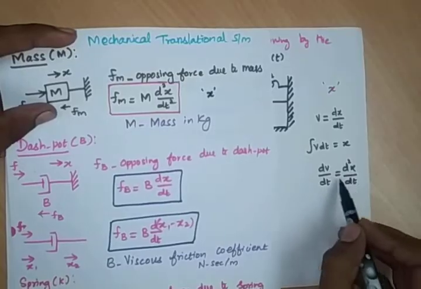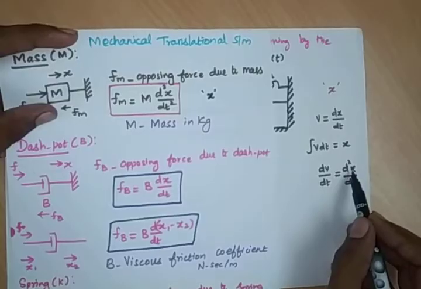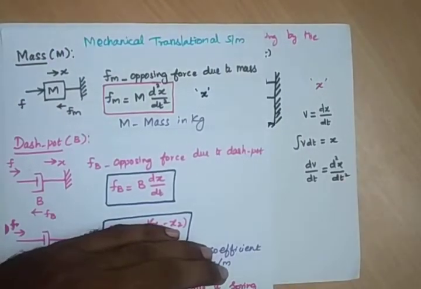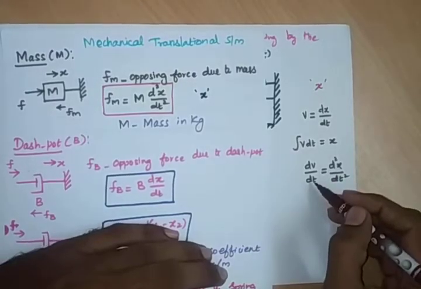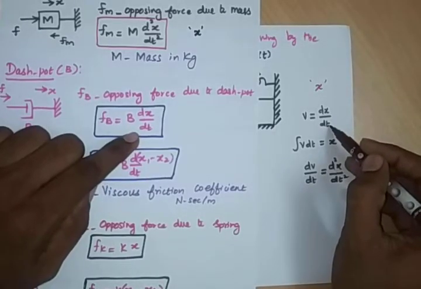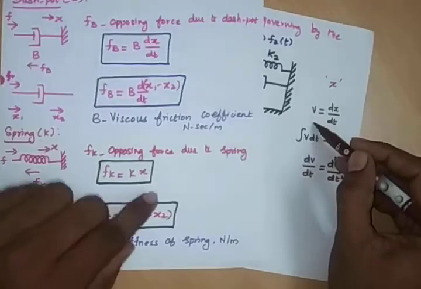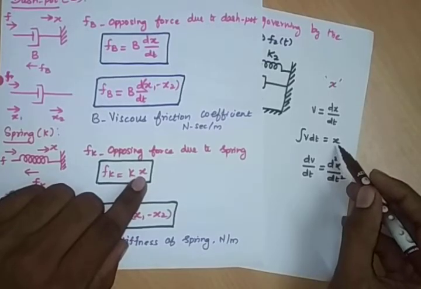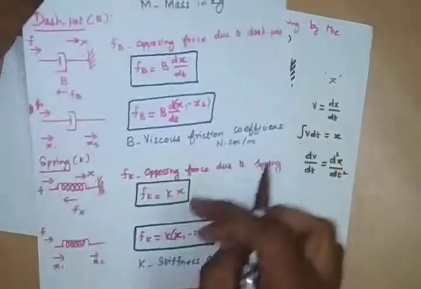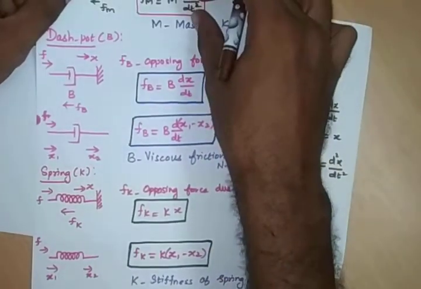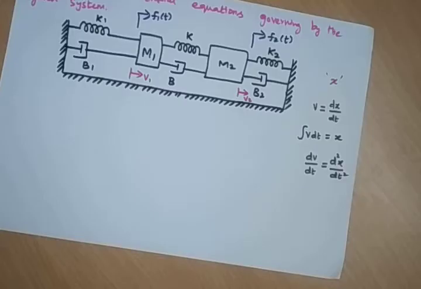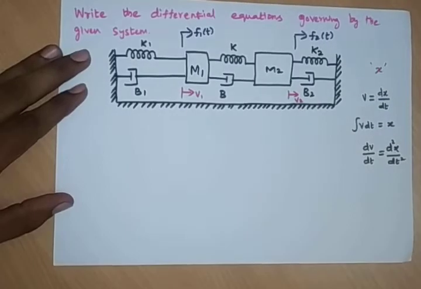In terms of displacement it is d square x by dt square; in terms of velocity it is dv by dt. In terms of displacement it is dx by dt; in terms of velocity it is v. In terms of displacement it is x; it is equivalent to the integral of v dt. So in these three places, instead of the displacement term, we need to use velocity as the main term. This is what we need to do in this problem. Let us solve it.